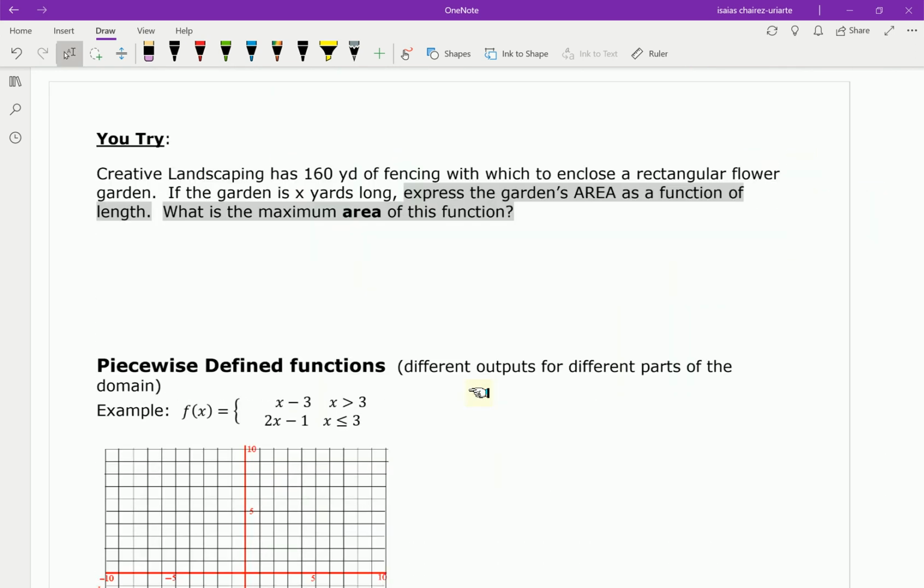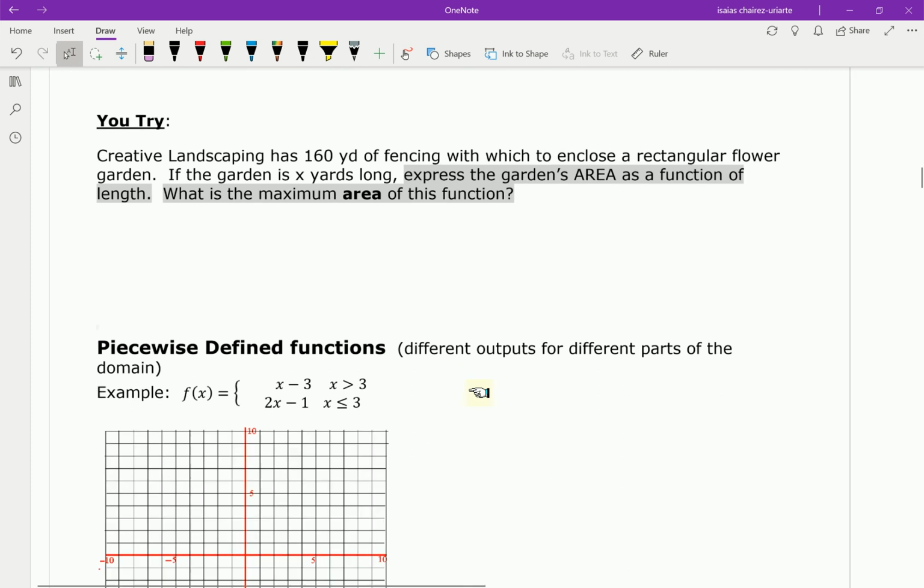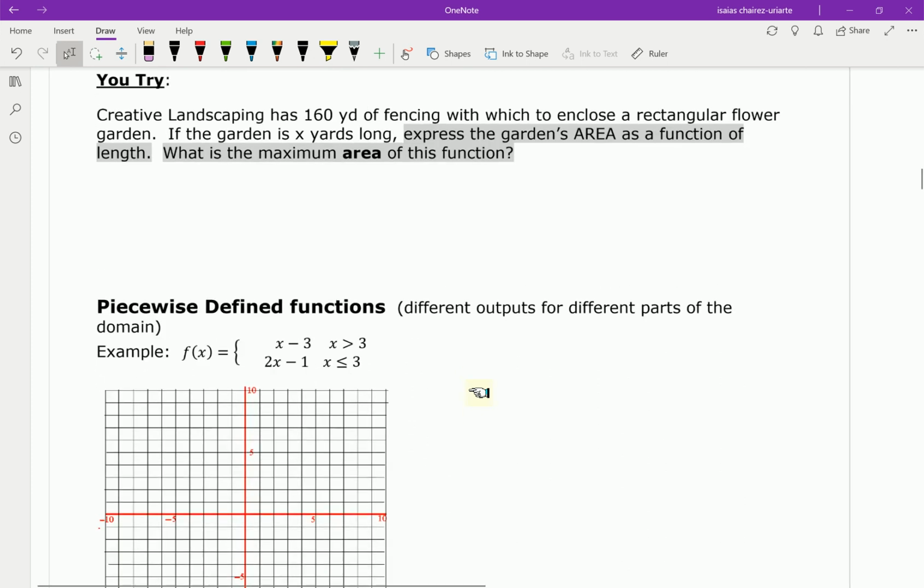Try the next one, something similar. Right now, what you're trying to do is you have 160 yards of fencing, with which you're supposed to enclose a rectangular flower garden. The garden is X yards long. You want to express the garden's area as a function of length. And what is the maximum area of this function? So take a second, try to do it on your own. I'll give you the answers here in a second.